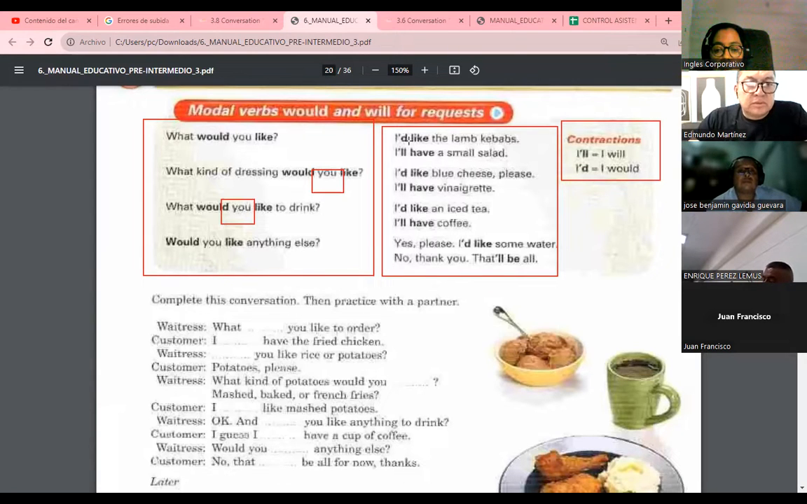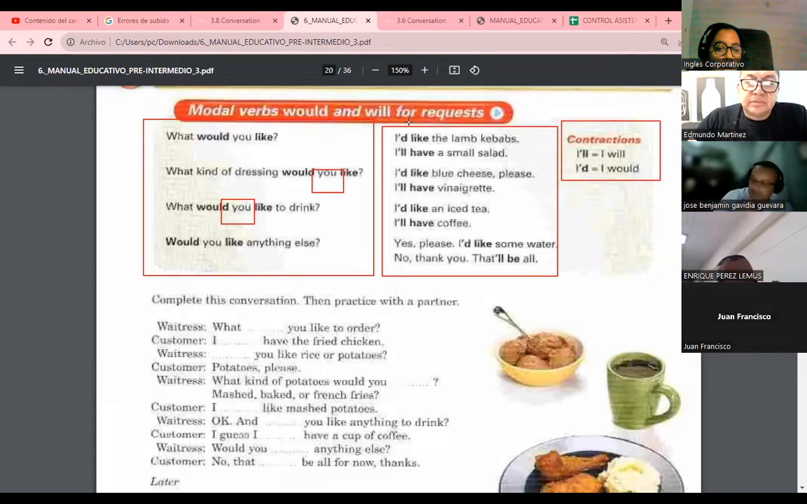Because if you tell me, okay, we are talking about food, estamos hablando de comida. Okay, we are going to get to any restaurant and then we have to ask, what kind of dressings would you like? ¿Qué tipo de aderezo? Excellent, but we also use dressing like clothes. You can say, what kind of cloth would you like? Excellent. But you can also reference it in general terms, in a general concept.